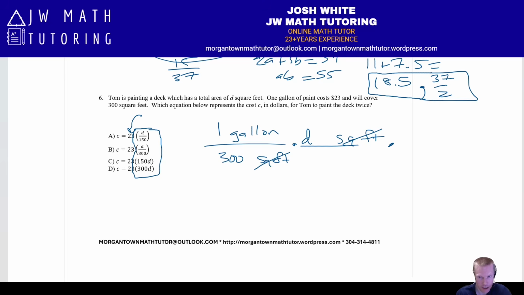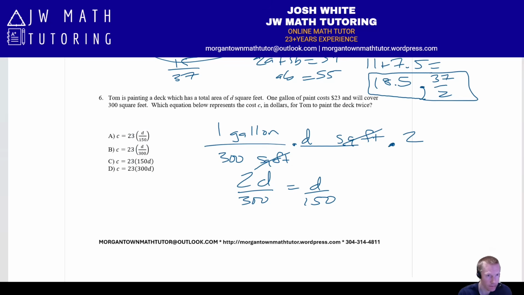However, he's painting the deck twice, so you have to take this and multiply it by 2. So that gives you 2d over 300, or in other words, d over 150. That's the number of gallons needed, and then of course you multiply by $23 per gallon. But the correct answer for this one is going to be letter A, right here.